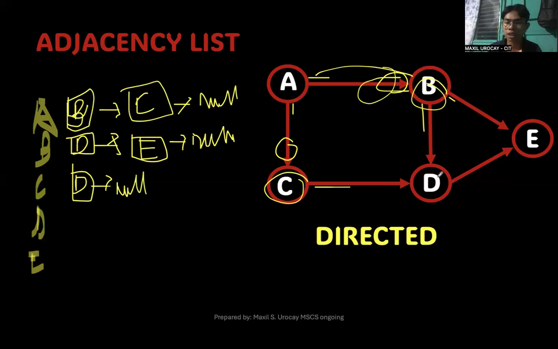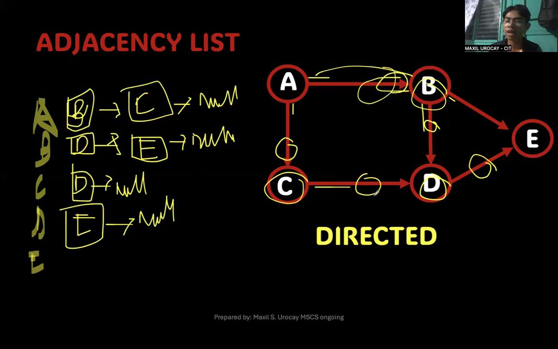And let's move on to D. D is not connected to B and is not connected to C. It is only pointing to letter E. Therefore, the adjacent vertex of letter D is only E, which points to null. And letter E doesn't have any adjacent vertex, since these are incoming arrows. There's no relationship to B and neither to D. So it's only null here in letter E.